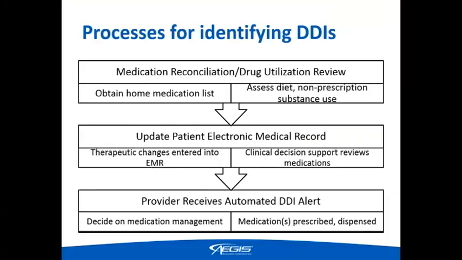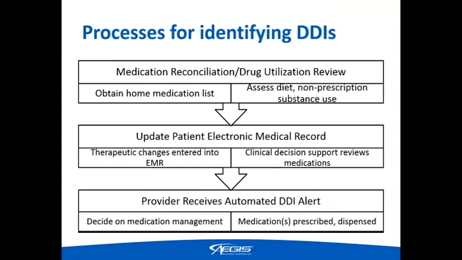These processes involve collection of an up-to-date home medication list from a patient, which should include assessment for new dietary habits or non-prescription substance use. The medication list is then input into the patient's medical record. Once in the medical record, most healthcare providers are privy to automated clinical decision support, a tool that assesses all components of a patient's medical record for drug interactions, amongst other things. At the completion of the assessment, providers receive automated alerts about interactions.